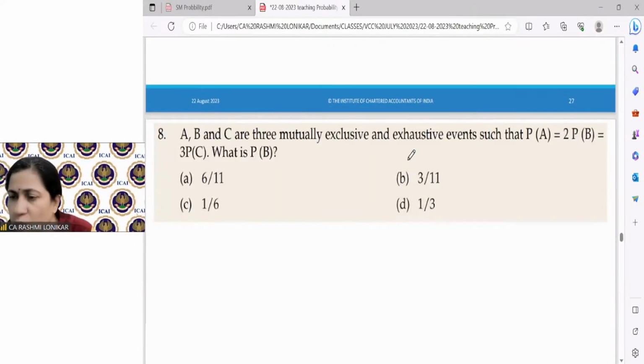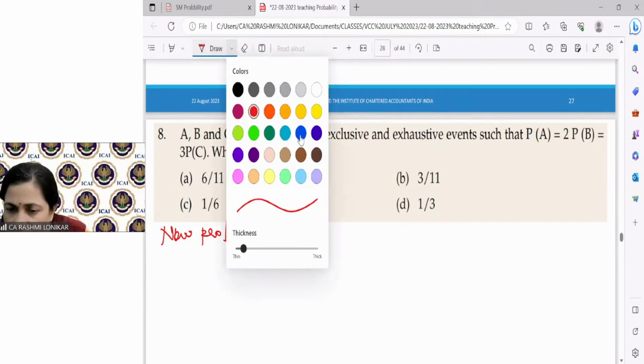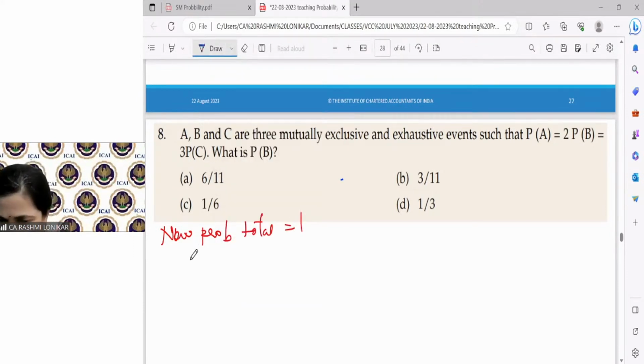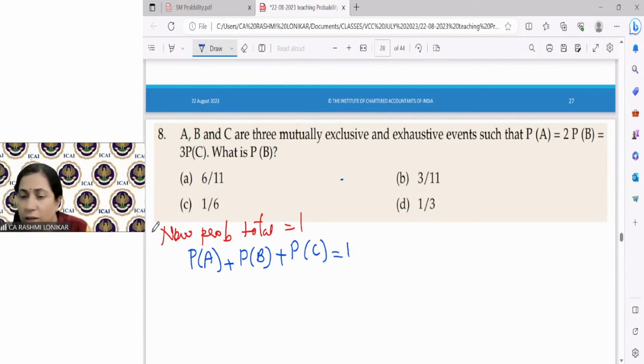A, B, C are mutually exclusive exhaustive events such that P of A is equal to 2 of PB is equal to 3 of PC. What is P of B? Now, the fundamental property is that probabilities total should be equal to 1. So I write P of A plus P of B plus P of C is equal to 1. I want to find P of B, so I will write every term in terms of P of B.